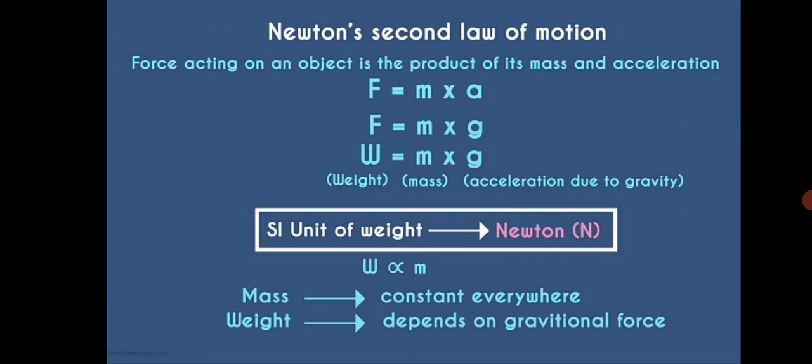SI unit of weight is the same as the force, and that is newtons. We can also say that weight is directly proportional to mass. And the main takeaway from the video up till now is that the mass of an object remains constant everywhere, whereas its weight depends on the gravitational force at the location.